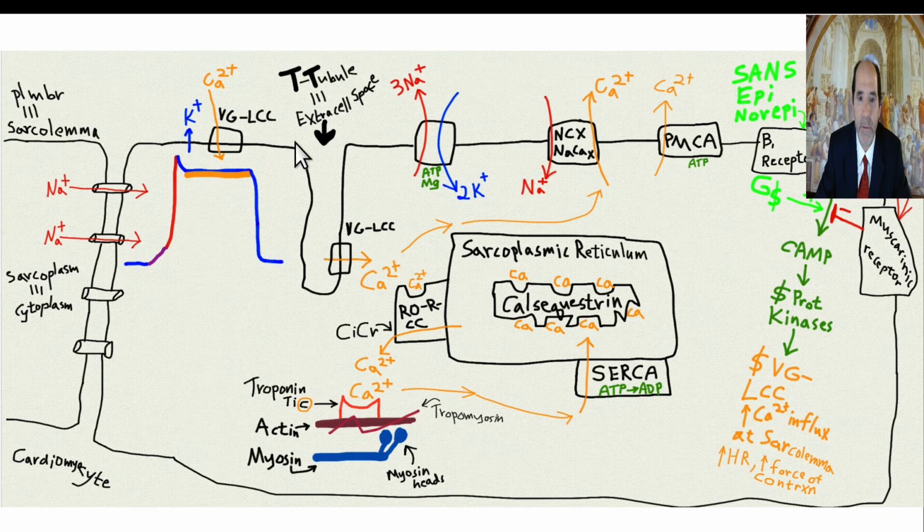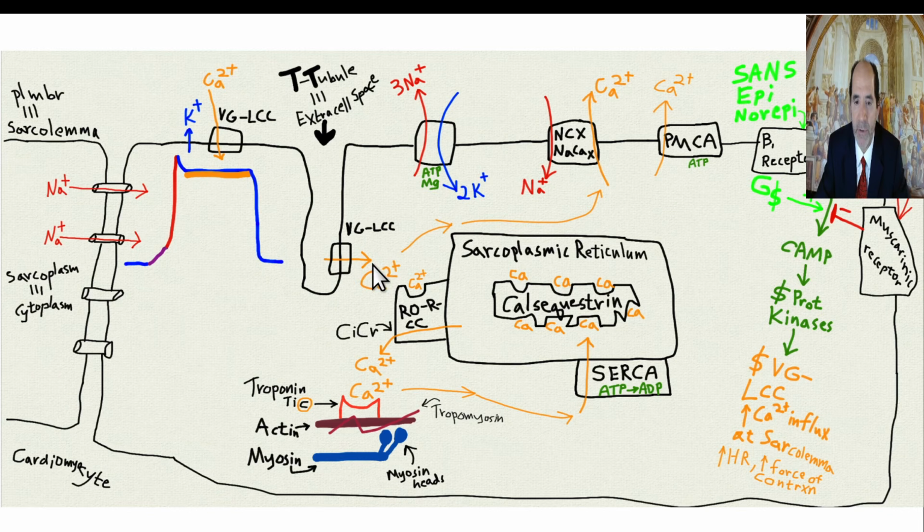Now, this little invagination of the plasma membrane is called the T-tubule. The T-tubule is sort of an expansion of the extracellular space, and it gets more calcium channels. These are voltage-gated L-type calcium channels, LCC. It gets more calcium channels deep into the more central parts of the cardiac muscle cell, and these allow calcium to enter the cell. This is part of the plateau phase.